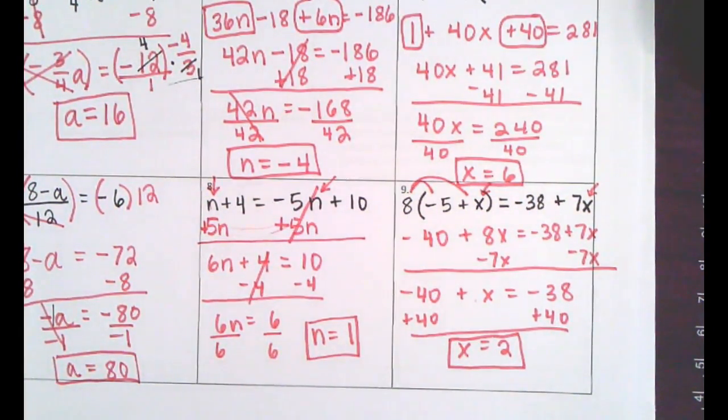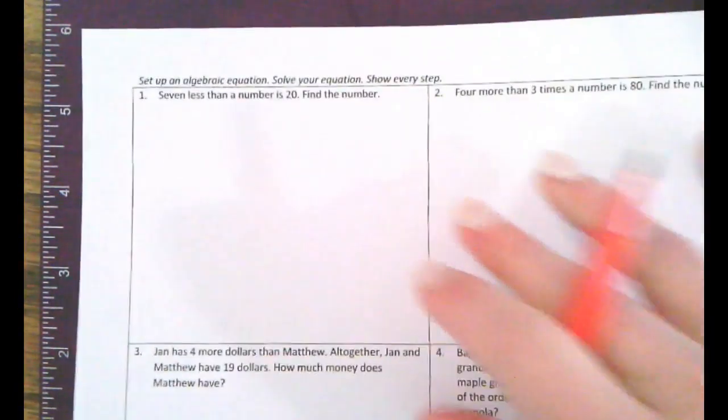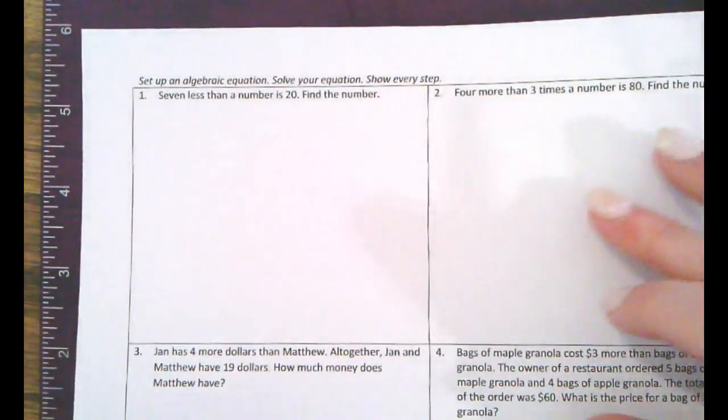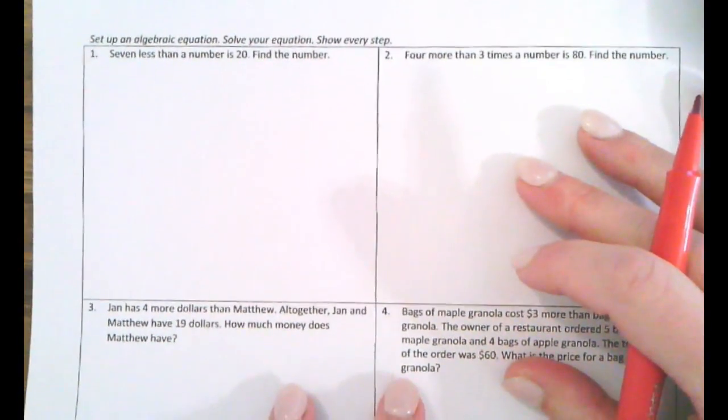All right, our next step to do is our word problems on the back side. So please flip your page over. For each of these problems, we must set up an algebraic equation. Solve the equation by showing each of the steps.